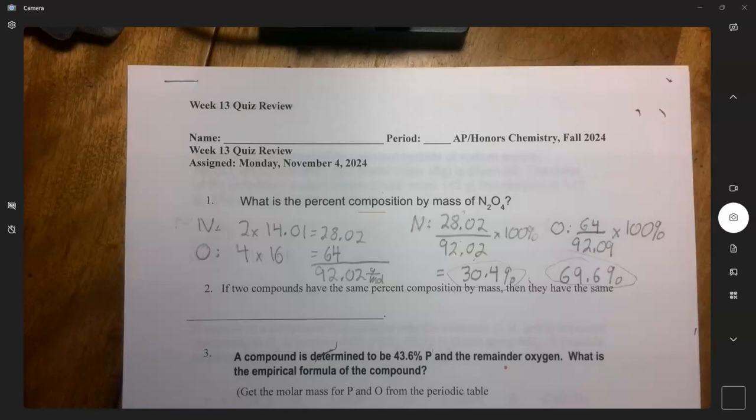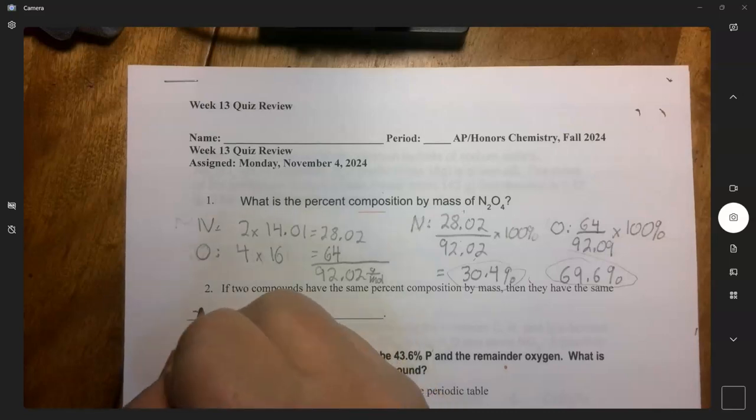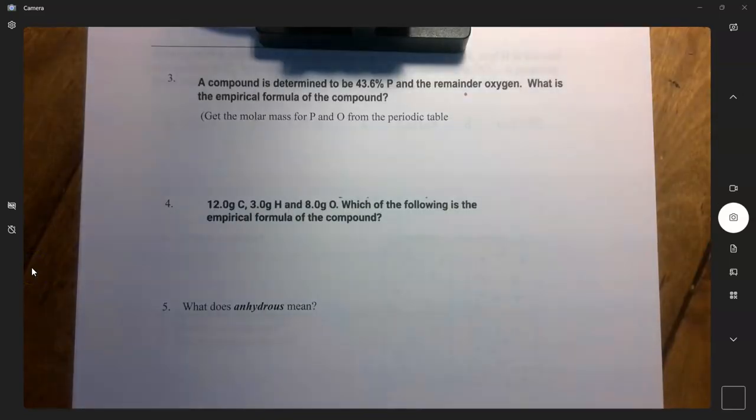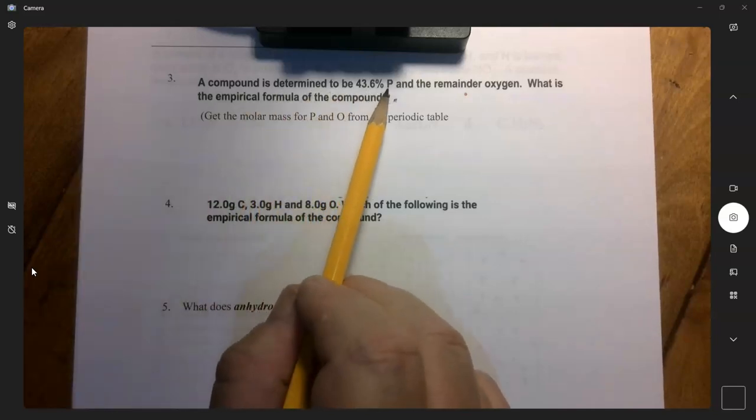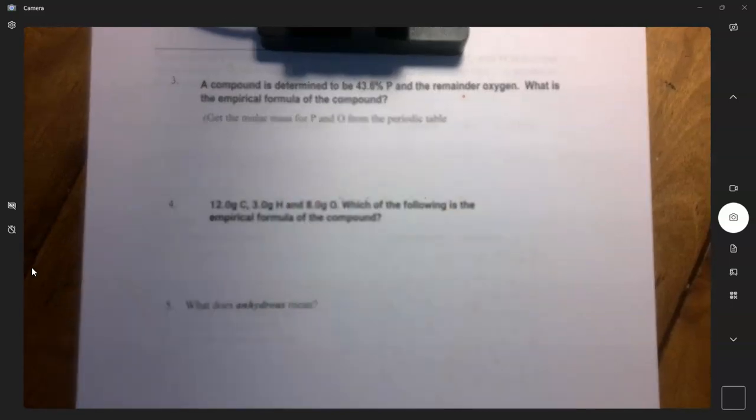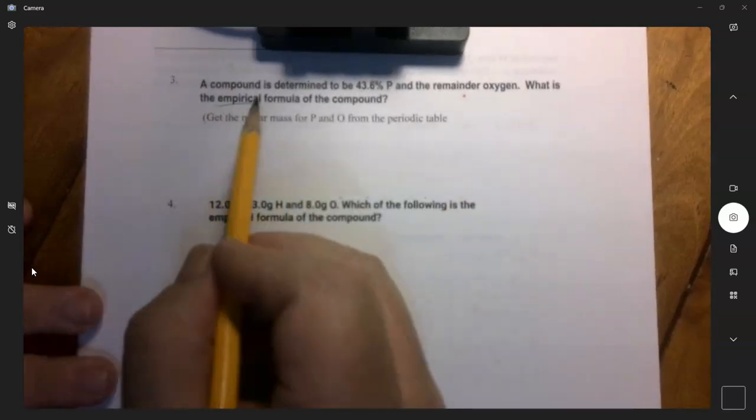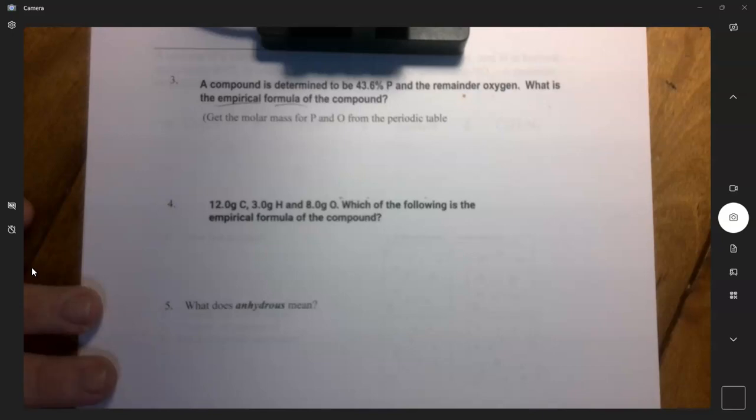If two compounds have the same percent composition from mass, then they have the same empirical formula. Okay, next up, a compound is determined to be 43.6% phosphorus, the remainder oxygen. What is the empirical formula? So empirical formula must be in moles, not in grams.